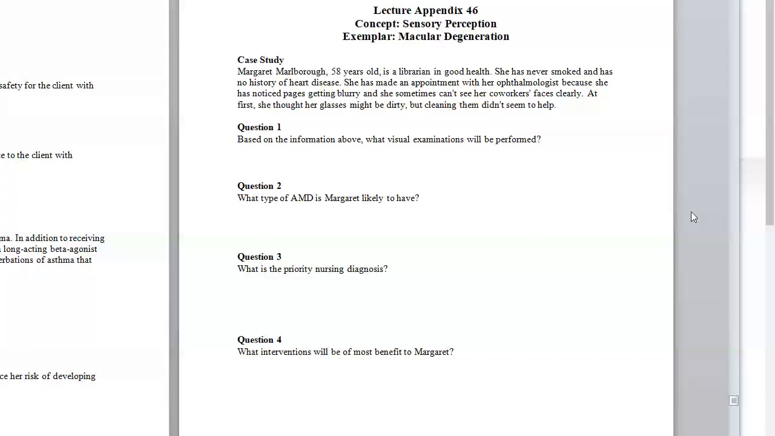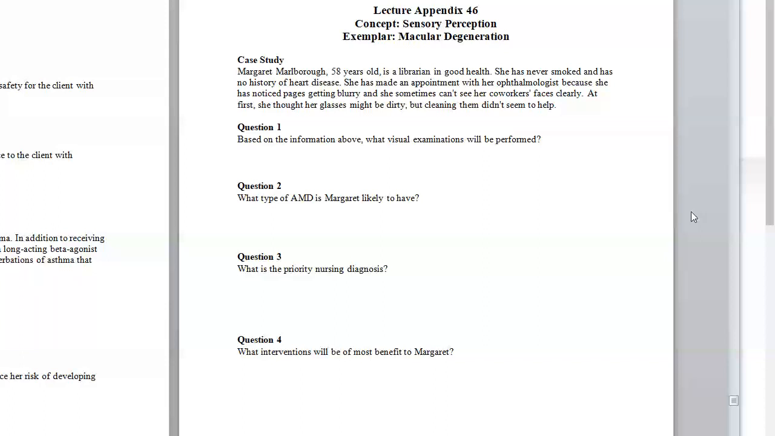We want to find out exactly what's going on, and it looks like she probably has the beginnings of macular degeneration, and it's quite interesting because she is only 58 years old and really doesn't have any other significant risk factors. She's never smoked and she really has no history of heart disease. So what type of AMD is Margaret likely to have? I think she has the dry macular degeneration, but remember that can progress obviously to the wet or to the exudate type of macular degeneration.